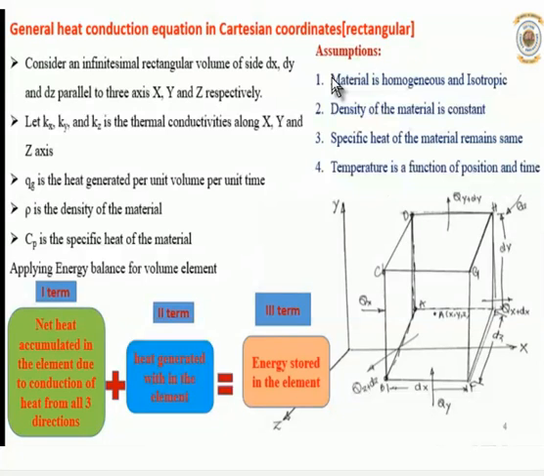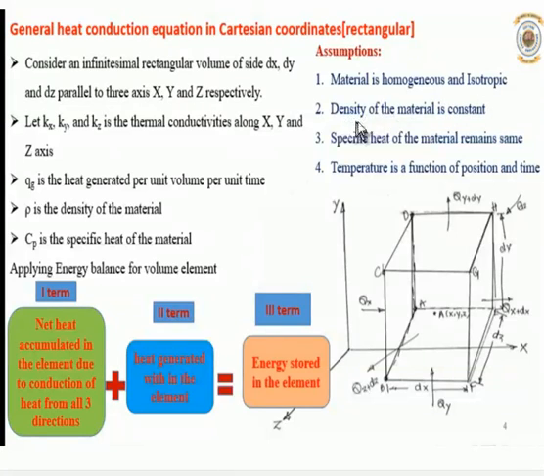First, the material is homogeneous and isotropic. Homogeneous means the material we consider is made up of the same material throughout, and it is also isotropic. This is the first assumption: the material is homogeneous and isotropic.